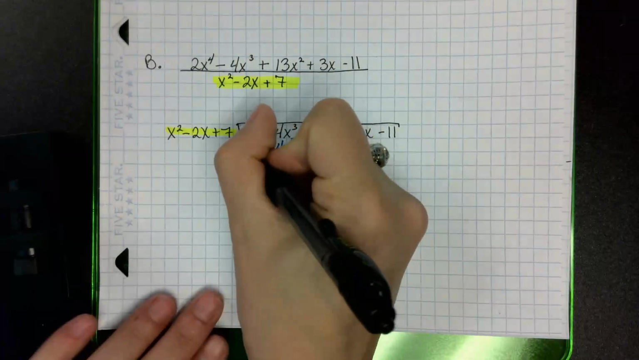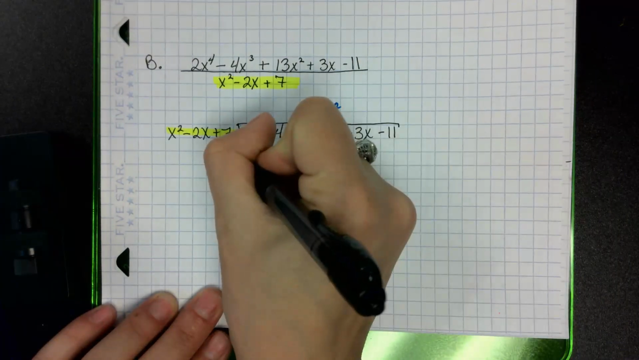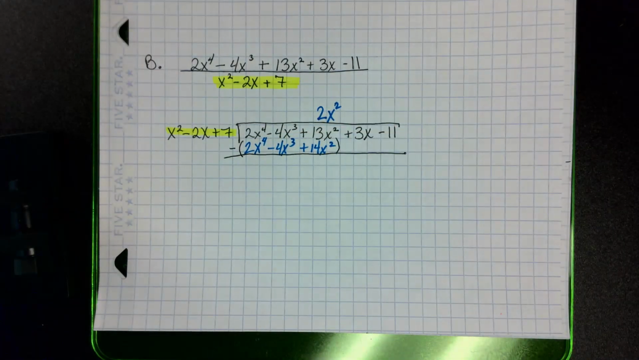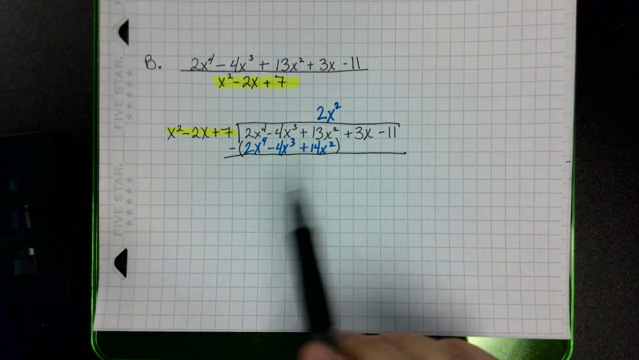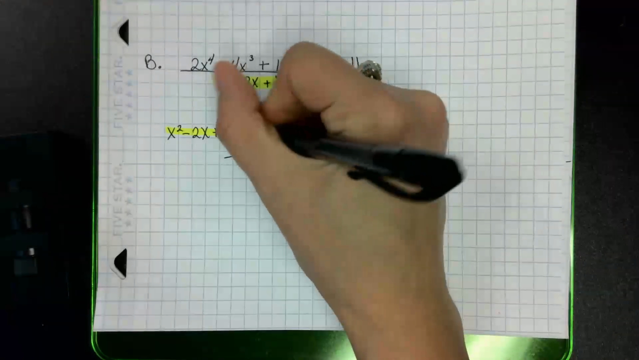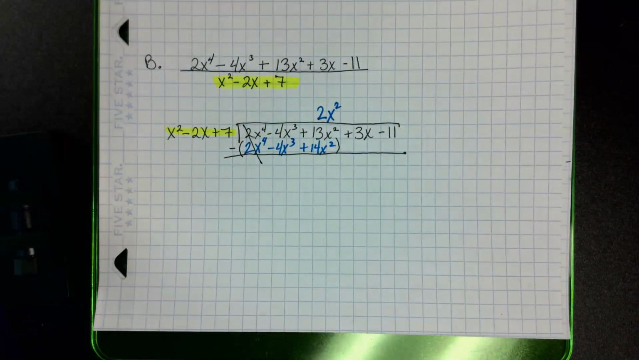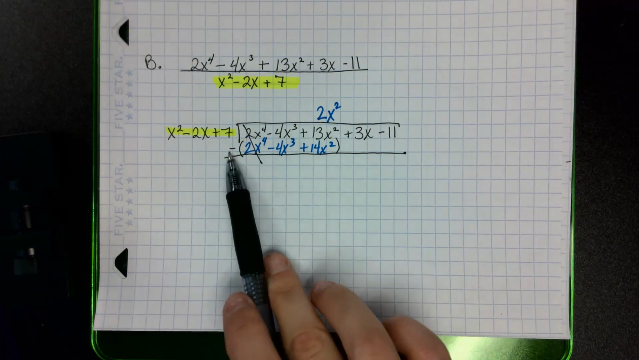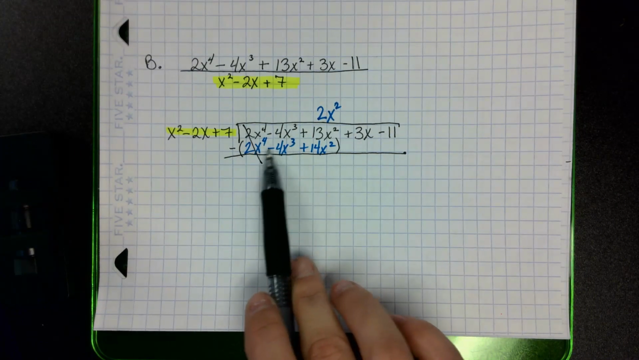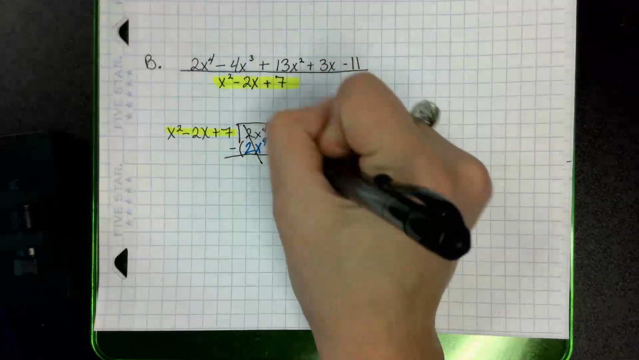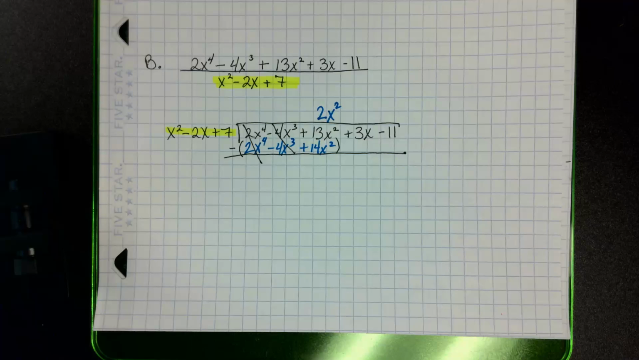Then I am going to subtract, or change the sign and draw the line, whichever way you like to think about that. 2x to the 4th minus 2x to the 4th. Perfect. It goes away. That's what I wanted to happen. Negative 4x to the 3rd minus negative 4x to the 3rd, so that's plus 4x to the 3rd. Those canceled also. That's just a nice bonus.